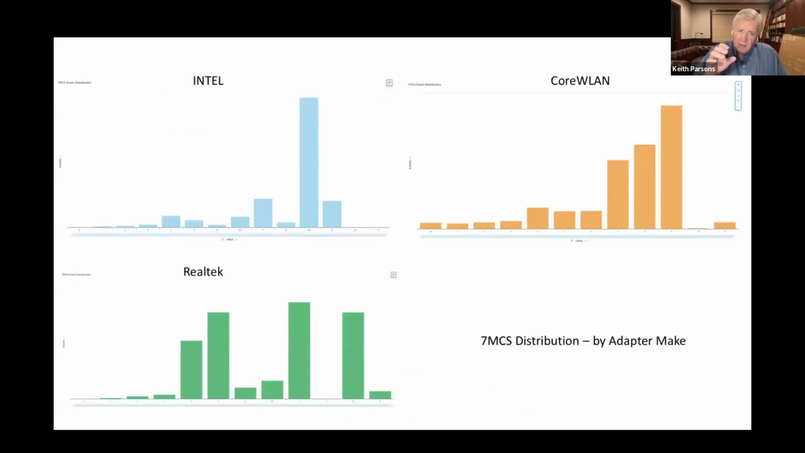We also looked at the data based on whose chipsets, Intel's, Core WLAN, or Realtek. I'm guessing most of the Realteks are Linux people. The Core WLANs are from macOS, and the Windows are there.